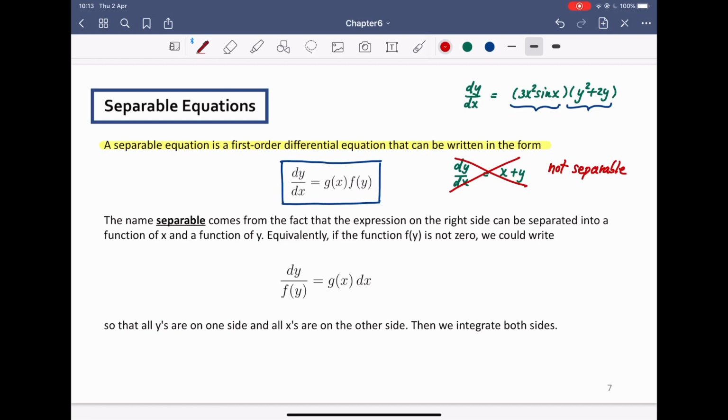In order to solve a separable equation, you just need to move everything that depends on x to one side, and then move anything that depends on y to the other side, and after that you integrate on both sides. That's all. That is how we solve separable equations.